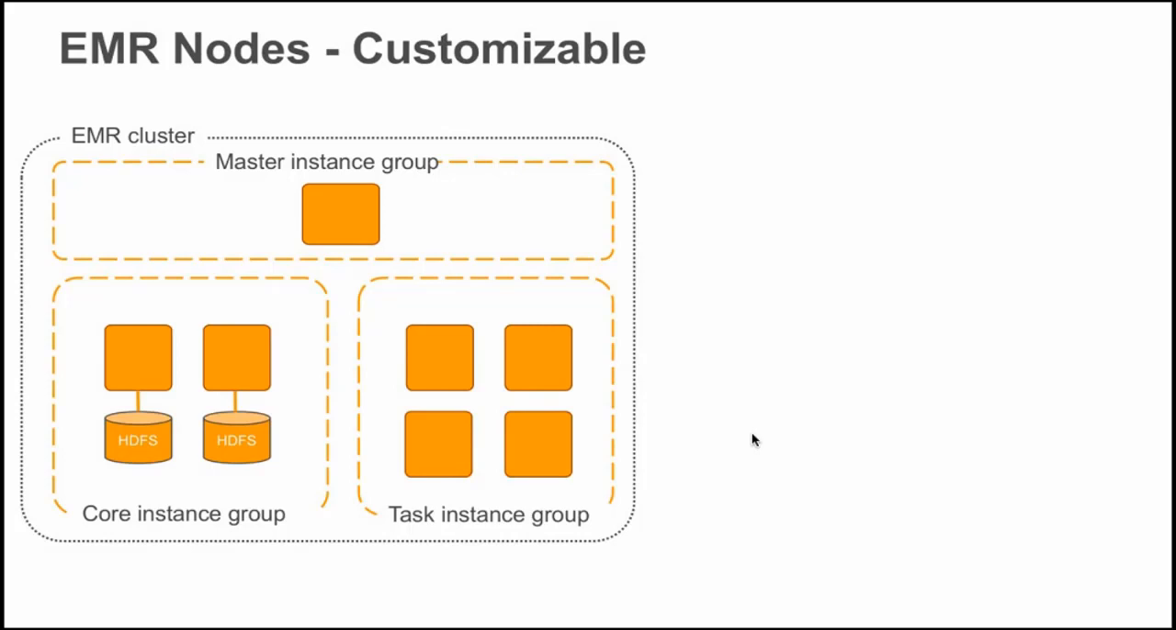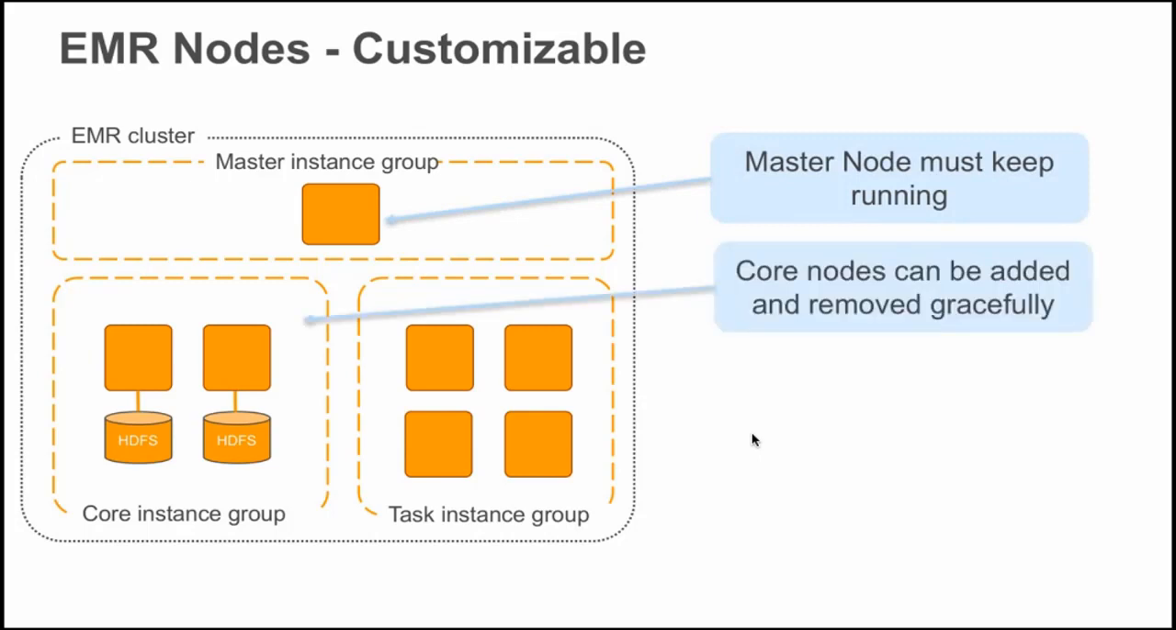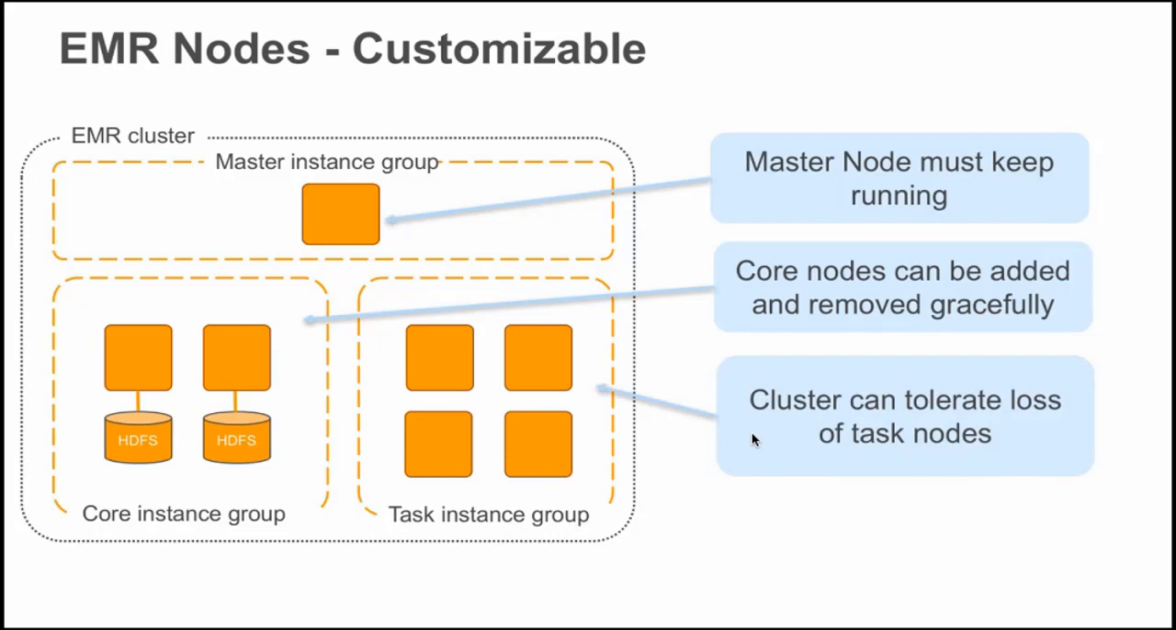So what does a typical EMR cluster look like? You have a master instance group, which consists of a single EC2 instance. You have the concept of core instance groups or core instance nodes. These are instances that contribute to the underlying HDFS file system. And then you have task instance nodes and a task instance group. These are nodes that do not contribute to the HDFS file system, and your cluster can tolerate the loss of task nodes. And so we'll see why this is a great use case for Spot instances as we move forward.